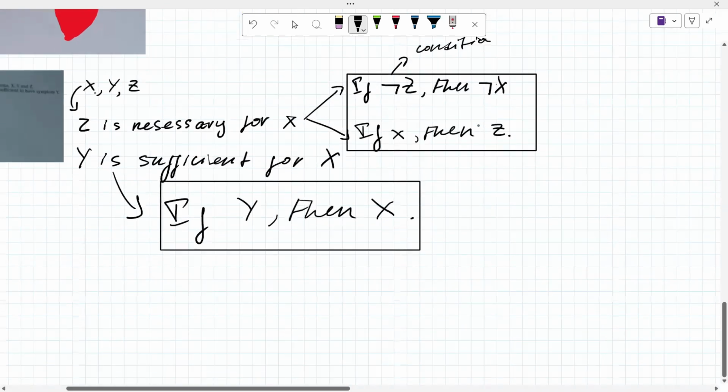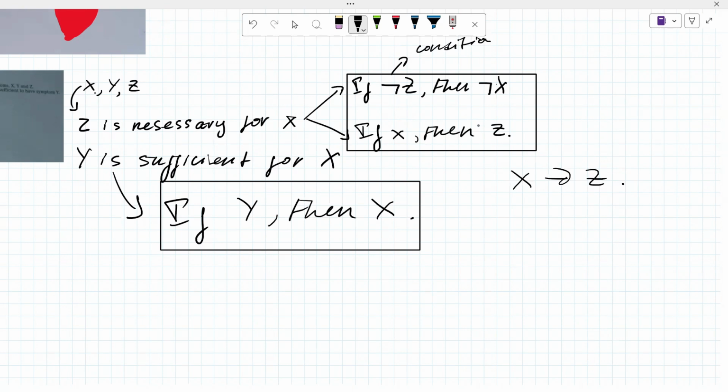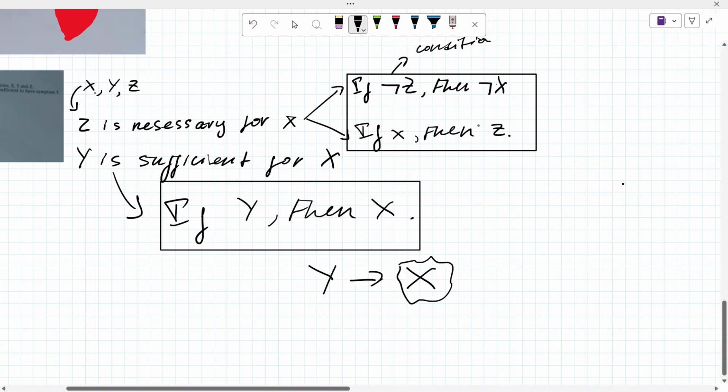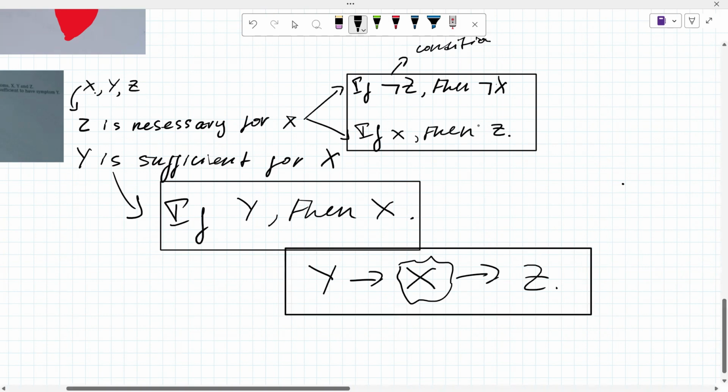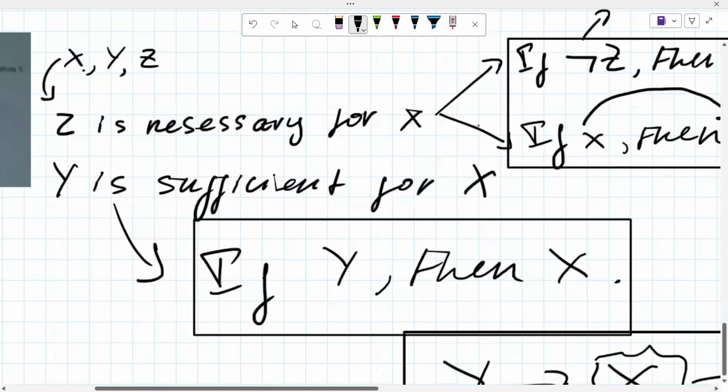Let's imagine that we have symptom Y. If we have symptom Y, then we have symptom X. But we also know that if we have X, then we have Z, right? If we have Y, then we will have X. But if we have X, it means that we will have Z as well. So this is the chain of symptoms. If you have Y, it's sufficient, it guarantees that you have X. But if you have X, it guarantees that you have Z. And in this case, this is the right answer.